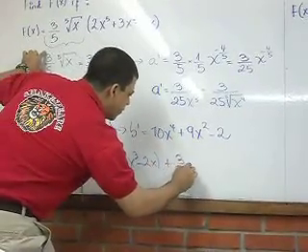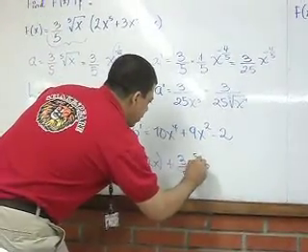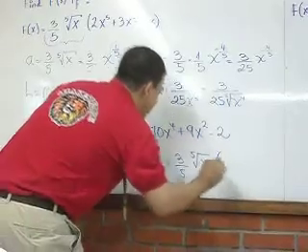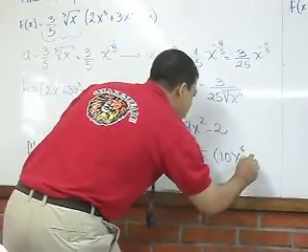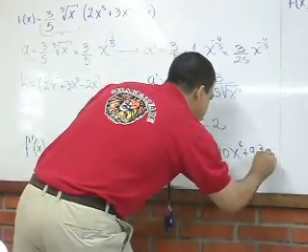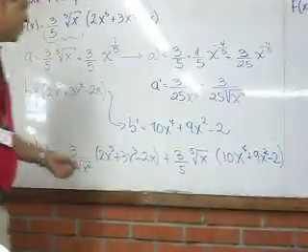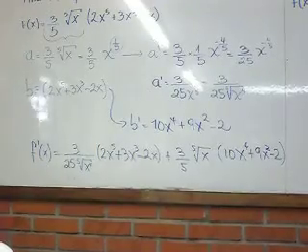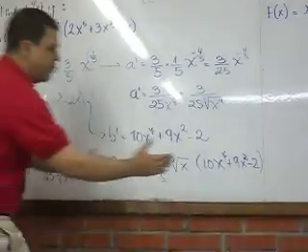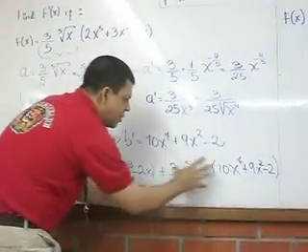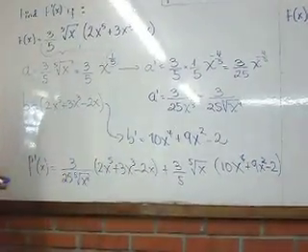3 over 5, fifth root of x, and then times b prima, which is 10x to the power of 4 plus 9x to the power of 2 minus 2. And this is it. And if you put b prima first, that is, if you put this parenthesis first and then this other one, that would be the same.